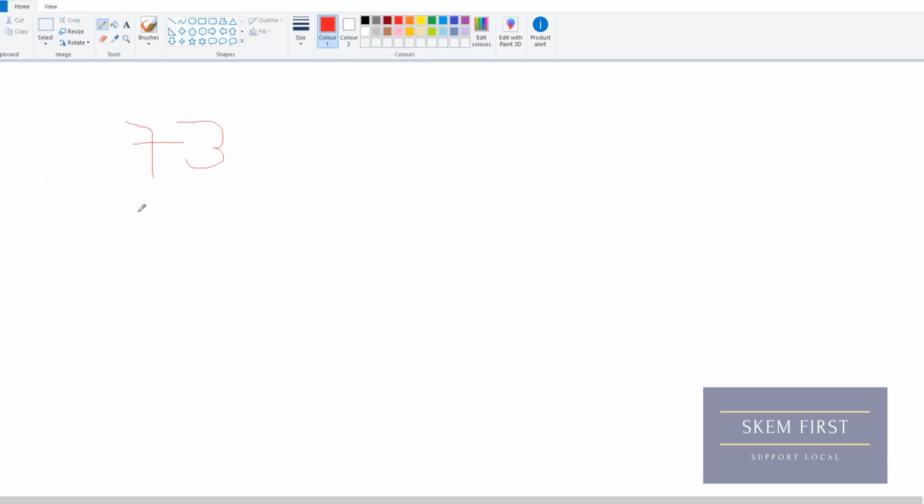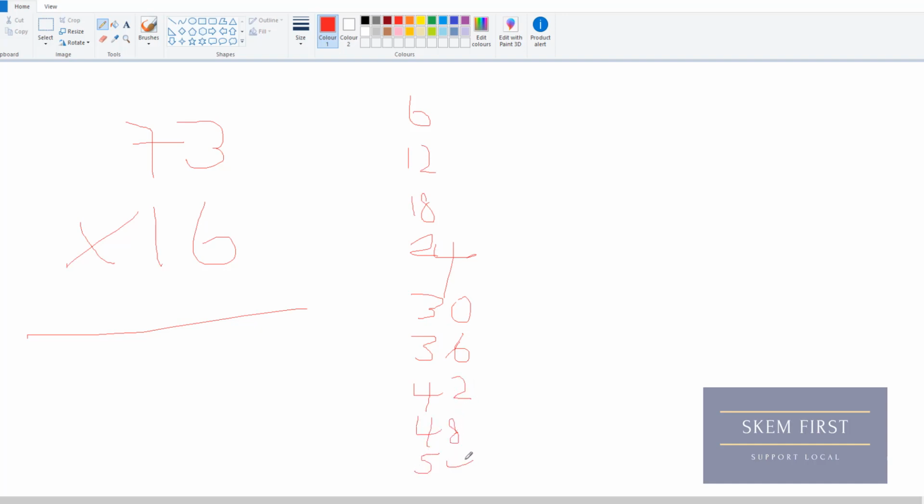73 times 16, just in case we don't know our 6 times table. 6, 12, 18, 24, 30, 36, 42, 48, 54, and 60. That's our 6 times table, up to 10 times 6. Now that we've done that, let's count 3 times 6. 1, 2, 3. 3 times 6 is 18.